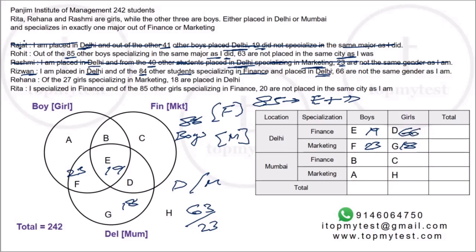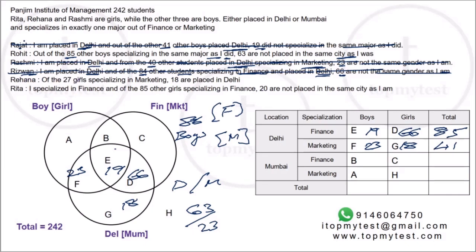Now if you look at it, the remaining one says 66 are not the same gender as I am, which is basically what we have. Rizwan is a boy. There are 19 boys, finance Delhi. So there are 85 minus 19, which is 66 girls, finance, Delhi, which we also figured out from here as well. So D is 66.